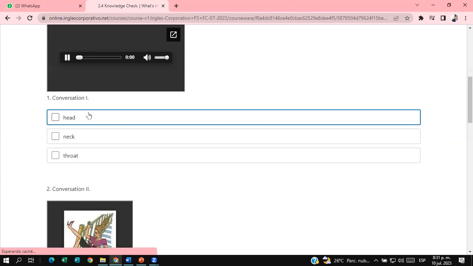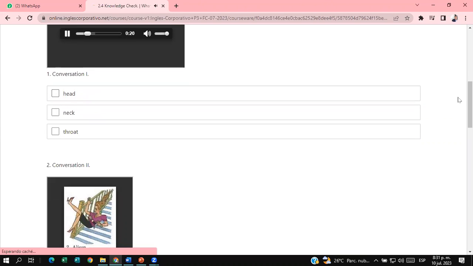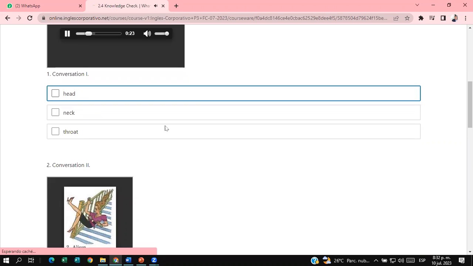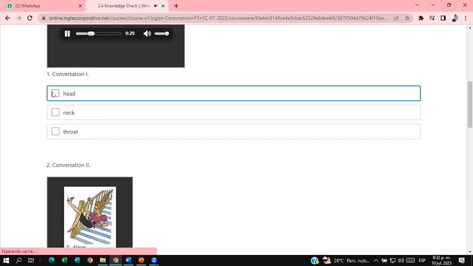Page 80, exercise 4, listening. I have a headache, part A. Listen to the conversations. Where do these people hurt? Write down the parts of the body. 1. I think I'm gonna go home early. I don't feel well. What's the matter, Ben? I think I have a cold. I have a headache, and I have a sore throat. Oh, that's too bad. Feel better.